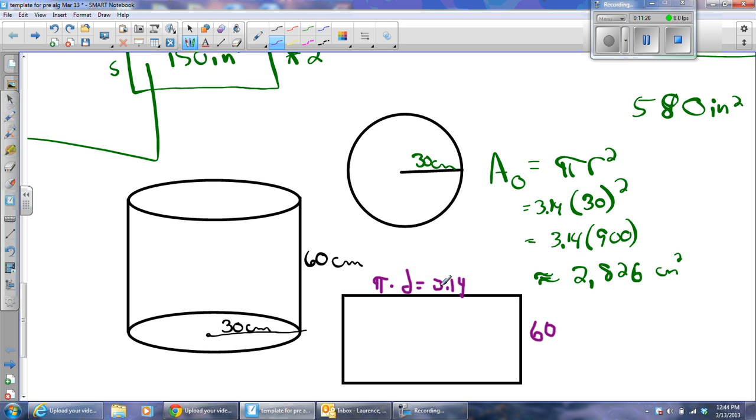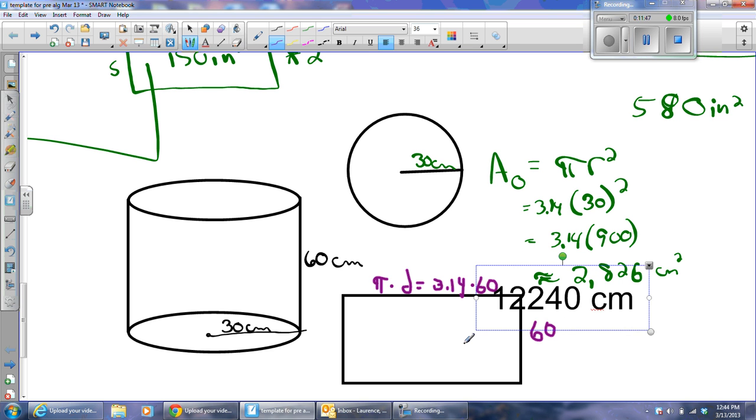That's supposed to be a 3 there, by the way. Sorry about that. So I'm going to take 3.14 times 60, and then I'm going to multiply that by 60. So 3.14 times 60 again ends up being 12,240, and that will be centimeters squared. Here, I'll type it this way. Square centimeters. Okay, and I'll write that where you can see it.